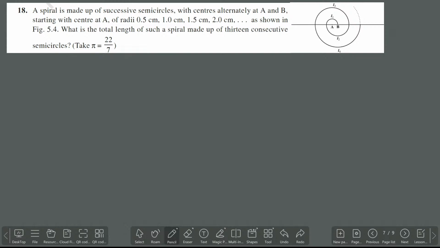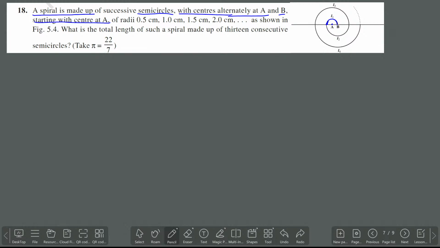So it's about a spiral question. A spiral made up of successive semicircles as shown in the figure. You can see the diagram, okay? With the centers alternatively A, B, starting with the center A, right? See, the center point is changing alternatively. They are starting with A as a center. So there is a semicircle like this. There is a semicircle like this.